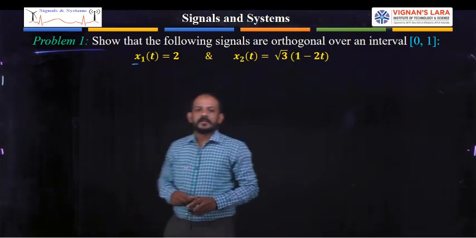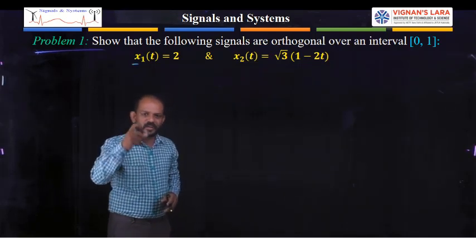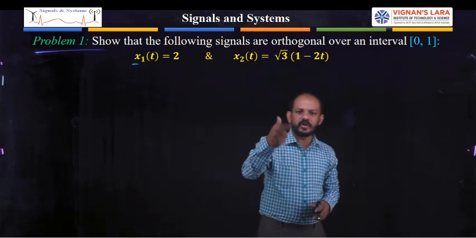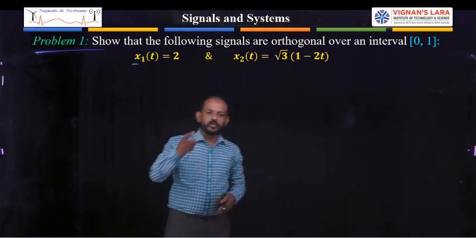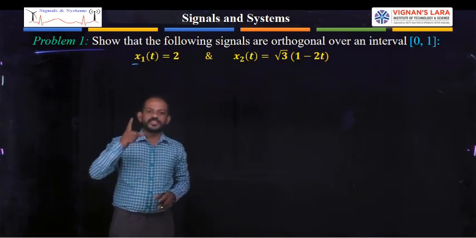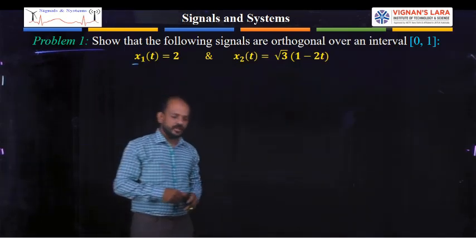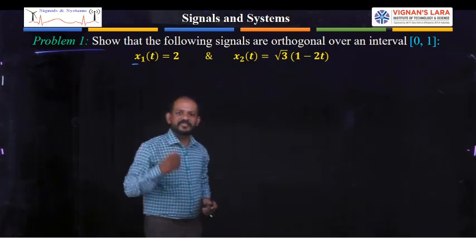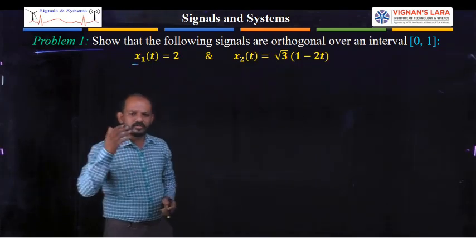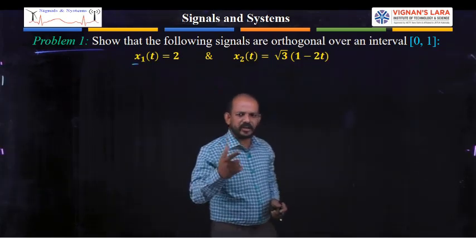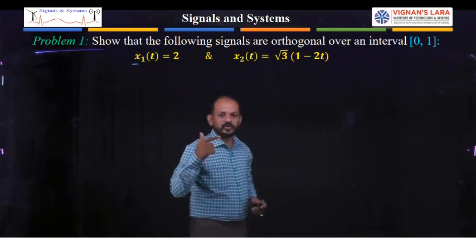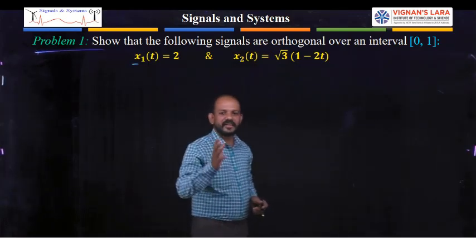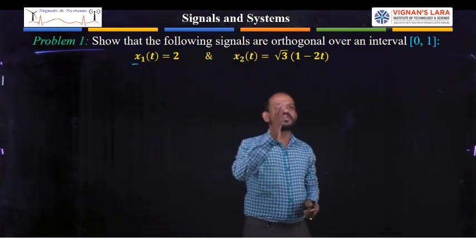So when we say two signals are orthogonal to each other, simply, if the integral of the product of two signals over the given interval is equal to 0, then we can say that the two signals are orthogonal to each other. Simply, if the dot product of two vectors is 0, then the two vectors are orthogonal. In the same way, if the integral of the product of two signals over the given interval is 0, then the two signals are orthogonal to each other.